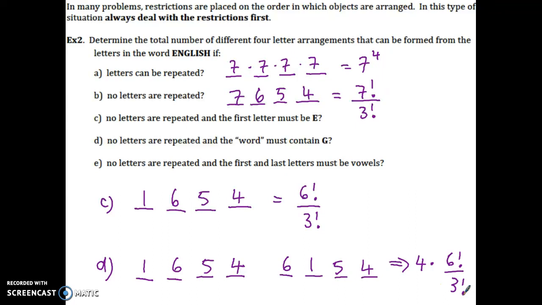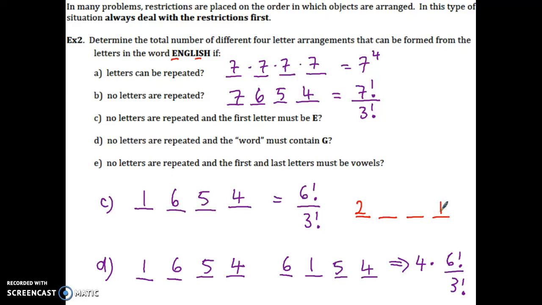Alright, for the last example, no letters are repeated, and the first and last letters must be vowels. What we've got to do there is take a look at how many vowels we actually have. So in English we have 1, 2, only 2 vowels. And so we've got 4 letters here. We've got 2 options for the vowel in the first position. Once one of those has been selected, we've only got 1 option here at the rear end.